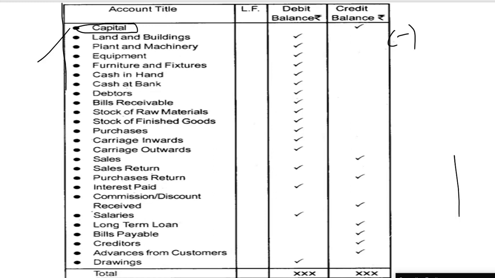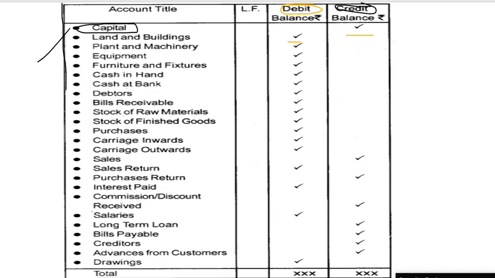Credit means whatever incomes, gains and profits we got. Whatever incomes and gains we get are called credit. And whatever expenses and losses we incur are called debit. So capital comes under the credit, guys. Next, land and building. Whatever land and buildings we have, that means we are buying them, those come under the debit.